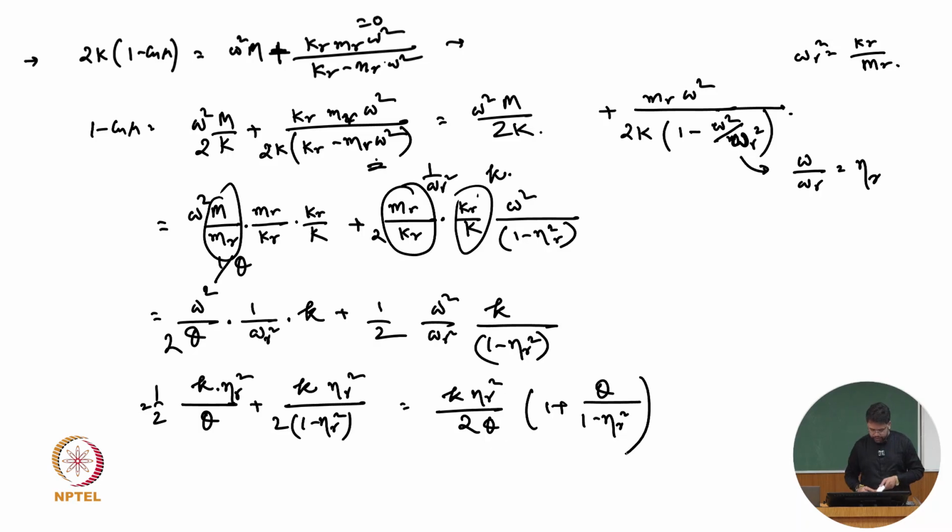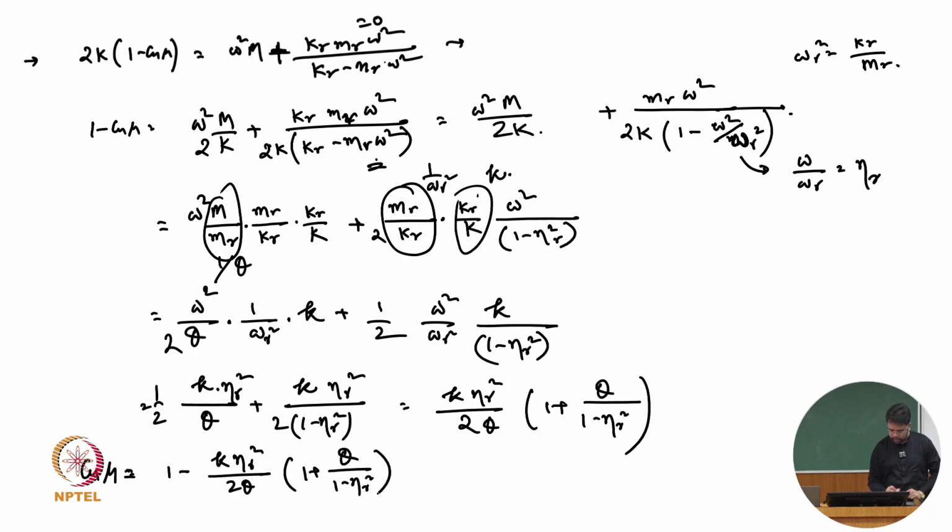Perfect, I did it correctly. So we can get this expression. What can I say? Cos mu should be equal to 1 minus kappa eta r square by 2 theta into 1 plus theta by 1 minus eta r square. Got it? So that becomes my cos mu.